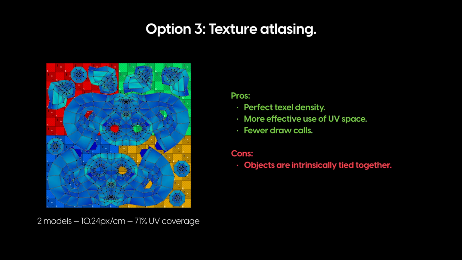Option 3. If you have numerous objects in a scene, level, or map that will be shown together, you pack multiple of them into a single texture. This method is commonly known as texture atlasing.